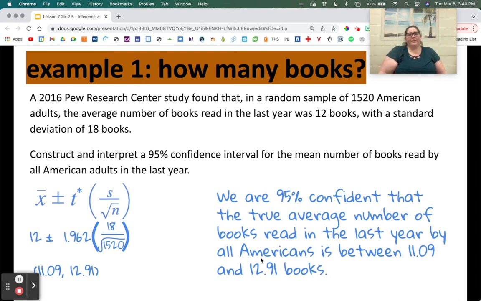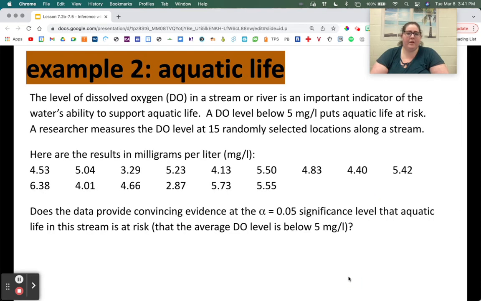So we're 95% confident that the true average or true mean number of books read in the last year by all American adults is between 11.09 and 12.91. Or we're 95% confident that for all Americans, they have on average read between 11.09 and 12.91 books in the last year. So now let's look at an example where instead of the actual statistics, they give us the data.